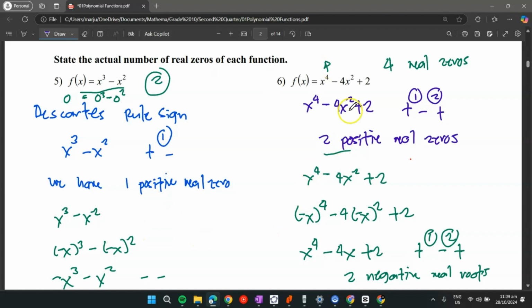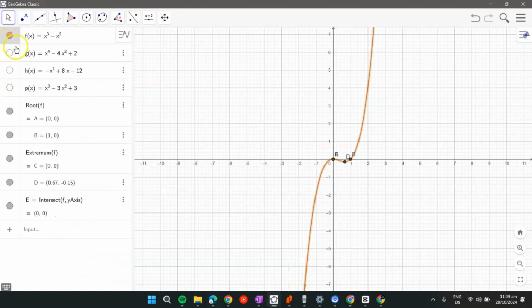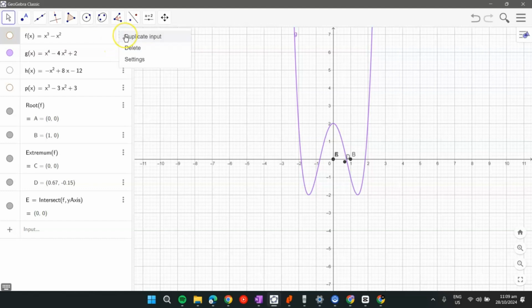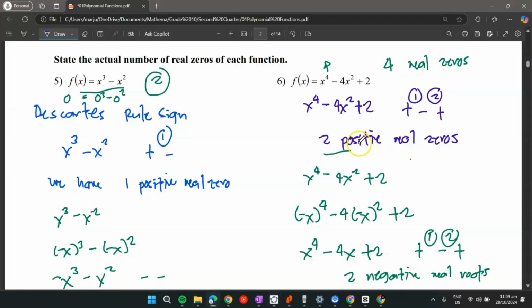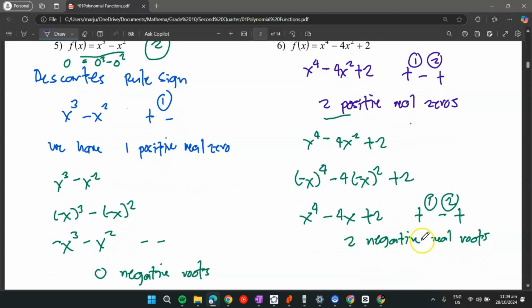What about number 6? We said that we have 4 real zeros. 2 of that is positive, and then the other 2 is negative. Let's try to check. So as you can see here, let me just hide this. Special points. Look, we actually have 4 roots, right? 2 negatives, and then 2 positive. Again, it coincides with our answer here. 2 positive real zeros and then 2 negative real zeros.